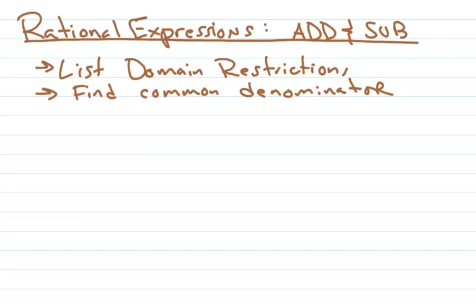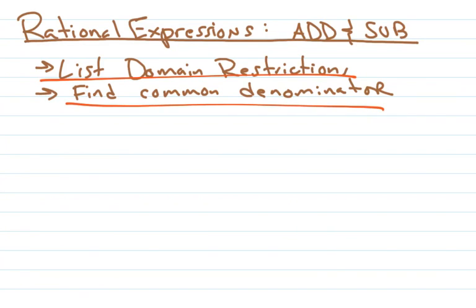Okay, in this video I want to go over addition and subtraction of rational expressions. So with all of these, we're going to need to list out the domain restrictions in the problem. Because remember, if you don't list out those domain restrictions, but you cancel things out, you are actually altering the expression. And we can't do that, right? And we also have to find a common denominator in order to solve these problems.